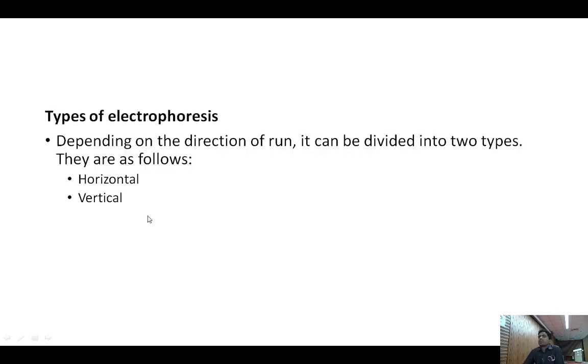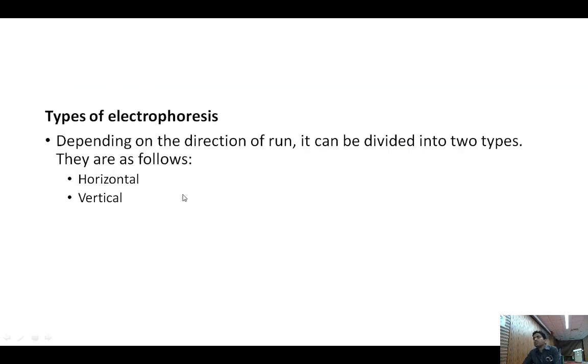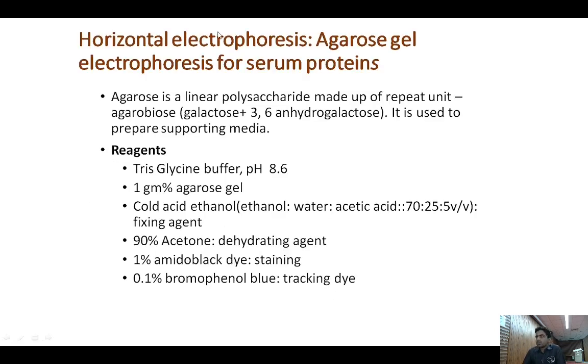And then we can read it by staining. Now, types of electrophoresis depending on the direction of run. Just now we saw this is horizontal, right? So it can be horizontal or vertical. Most of the commonly used conventional electrophoresis are horizontal, but some can be vertical also. For horizontal electrophoresis, what is the most common supporting media? You have to know this for serum protein electrophoresis. In practical exam questions, they will generally ask related to protein electrophoresis. The most common type of protein electrophoresis is basically agarose gel electrophoresis.